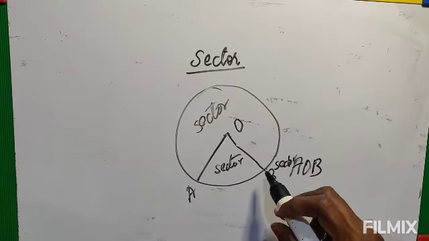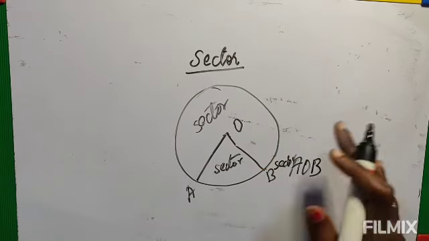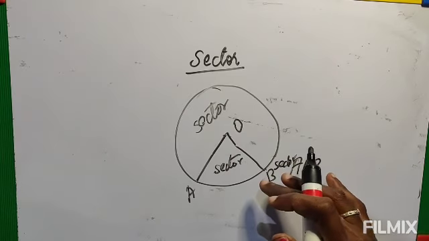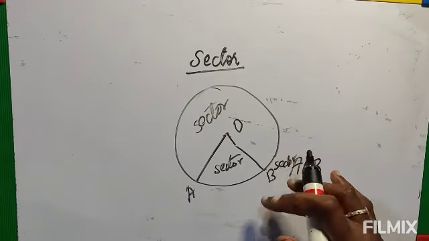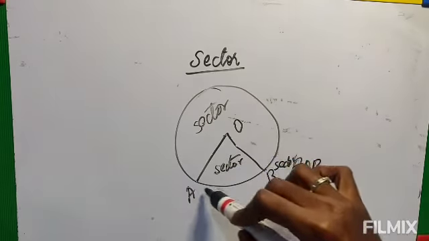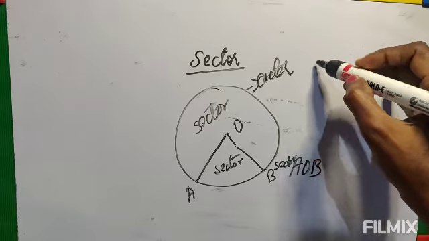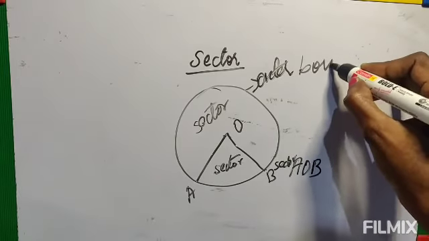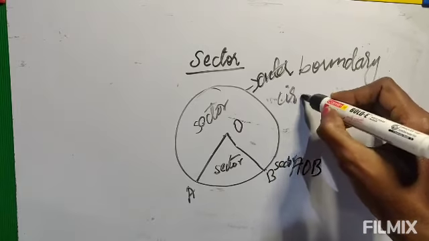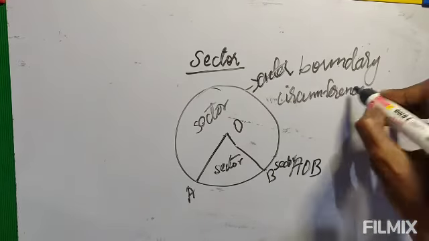This is nothing serious, it is a simple thing. You will need it in classes 9 and 10 for theorems, but you must know what a sector is. That's all. Again, circumference I already told: the outer boundary is called the circumference. Okay, everything I have taught.